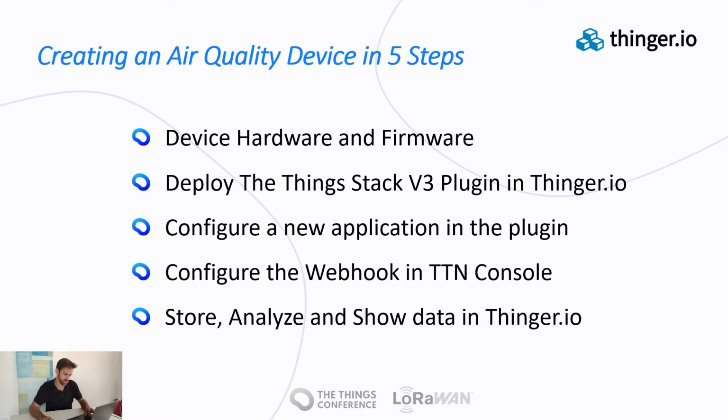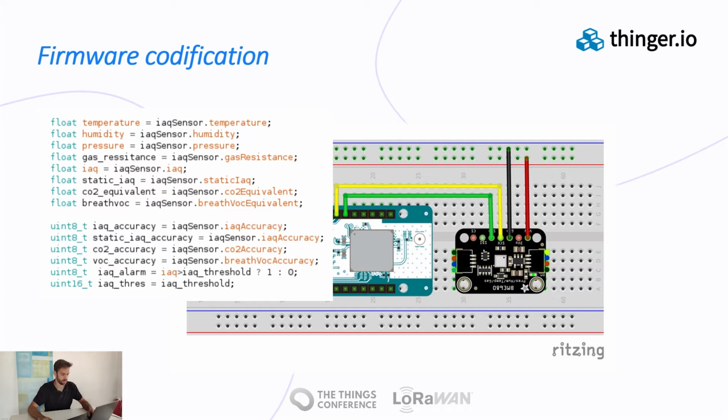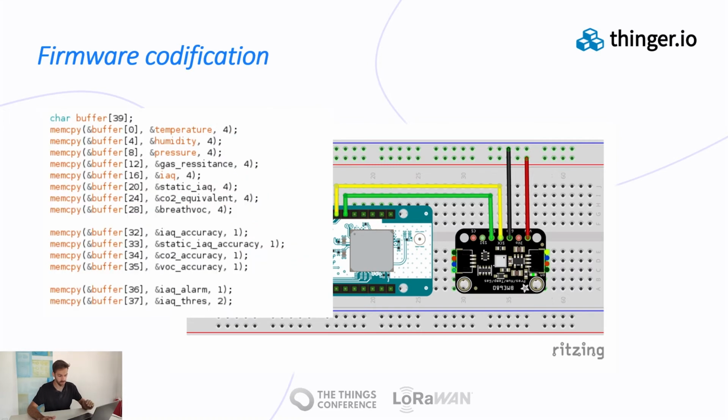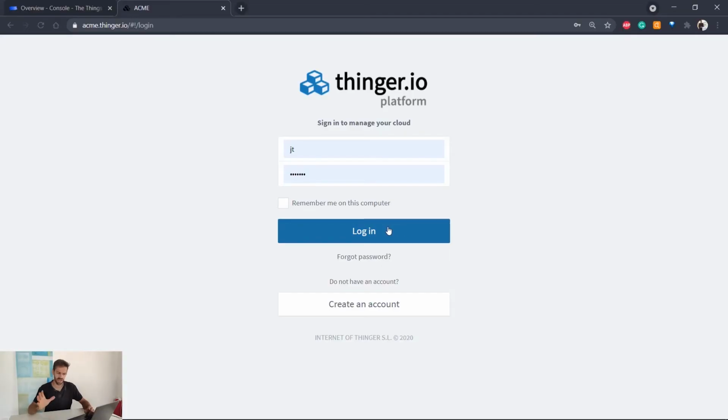As I told, we are going to use an Arduino MKR 1300 and a BME680 sensor that provides a lot of interesting data such as temperature, humidity, CO2, and VOC values. So we can obtain useful data about the air quality of this room. As you can see, the codification is quite simple. We just have to retrieve each variable and store it in a binary buffer that will be sent through the TTN infrastructure. We have also included on this device an air quality alert function that can be configured using a downlink process to send a new threshold value to the device. So let's start with the configuration.